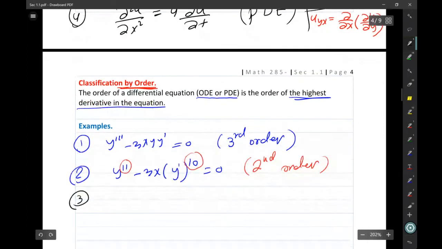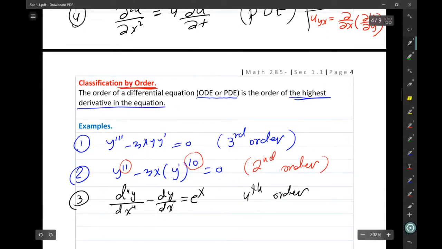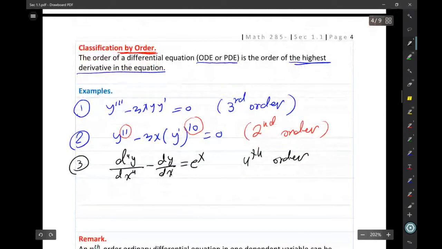Also, take this example. d fourth y over dx fourth minus dy over dx is equal e to the x. This is fourth order.